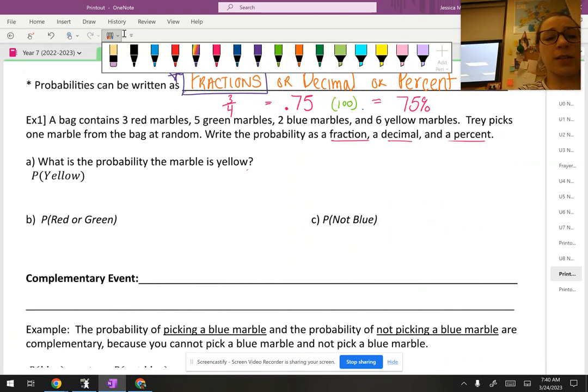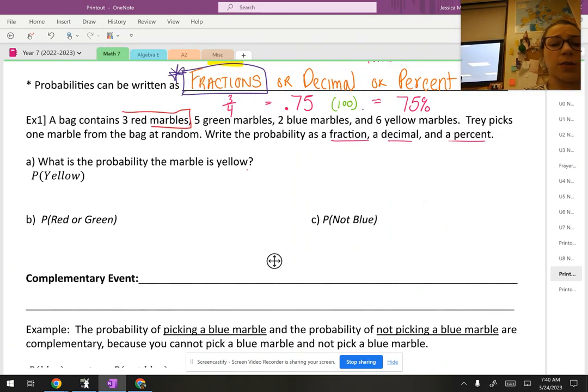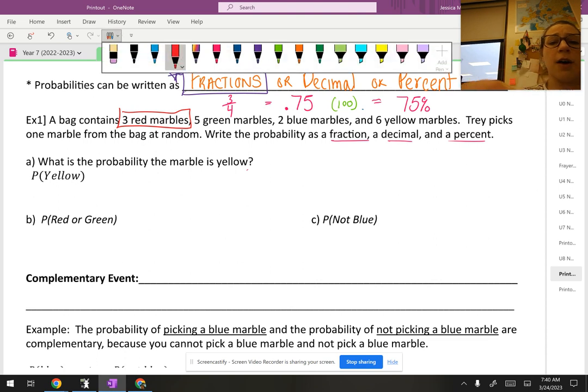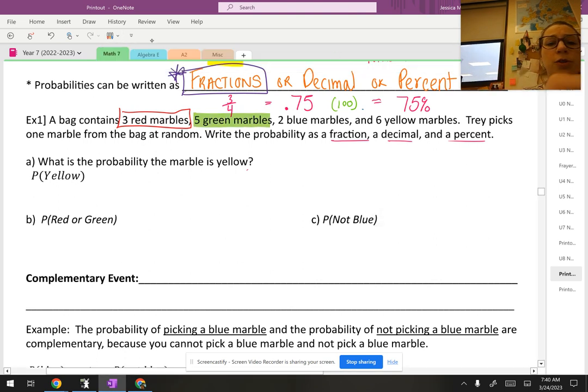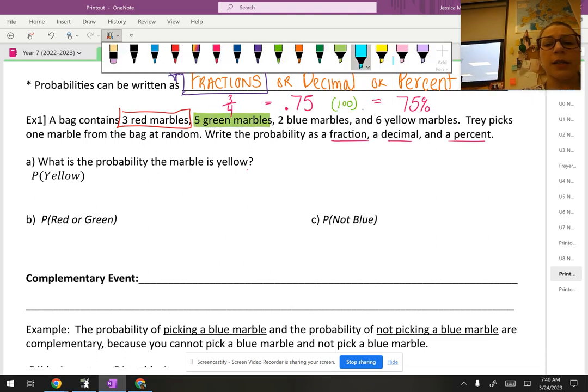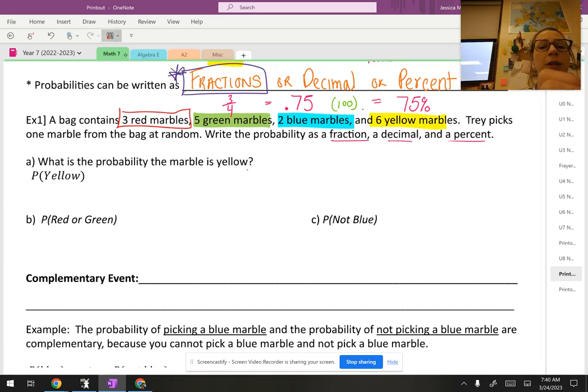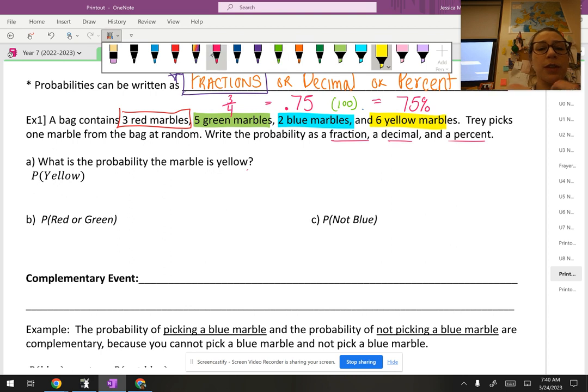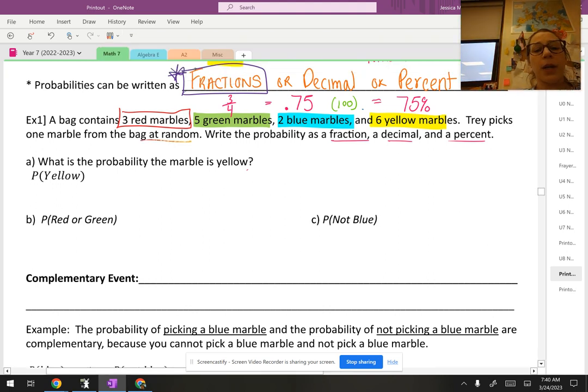So we can see that we have a bag that contains 3 red marbles, 5 green marbles, 2 blue, and 6 yellow. Notice the way I'm highlighting here. Our brains work in color. It's really nice, and you're less likely to make mistakes if you're color coding. Trey is picking 1 marble from the bag at random.